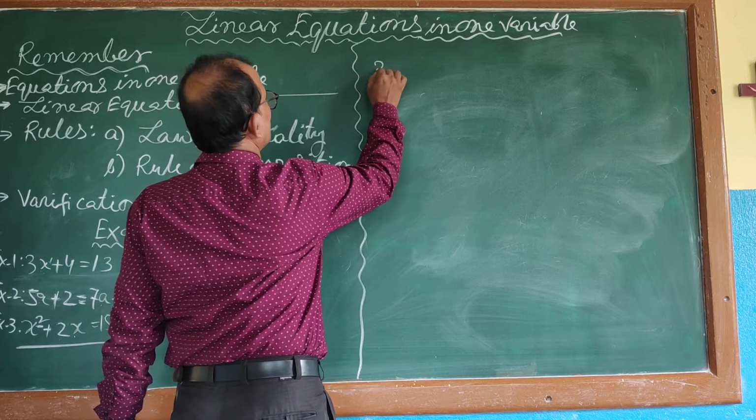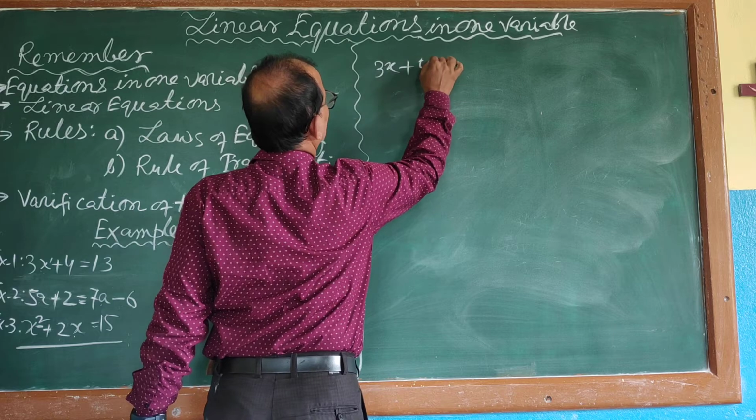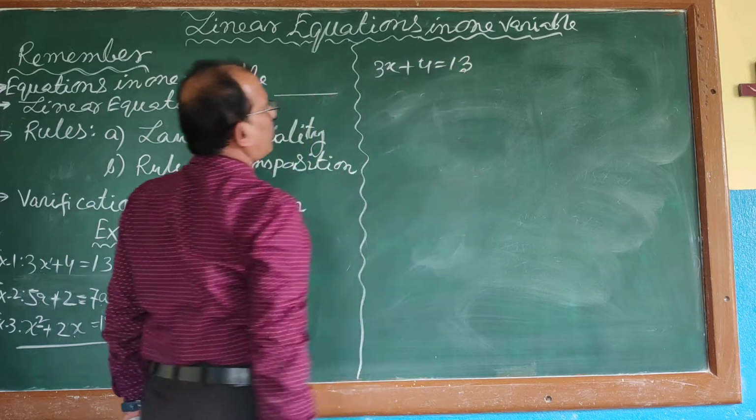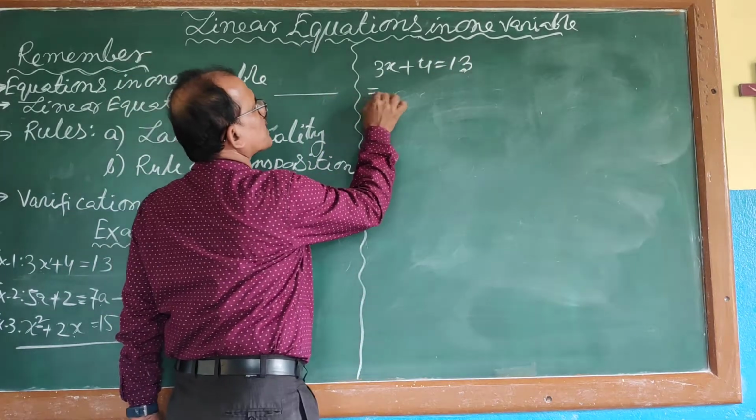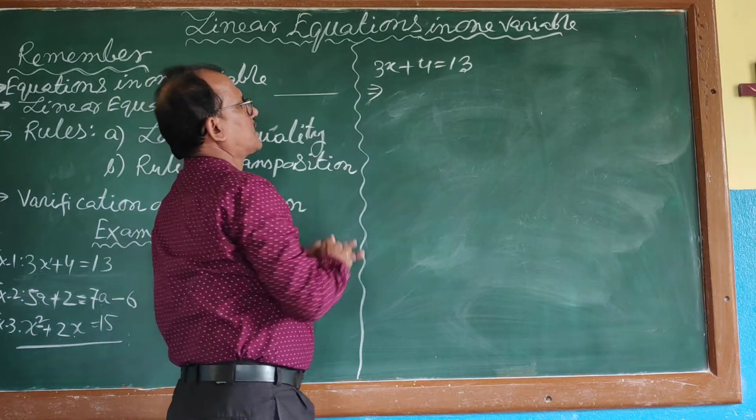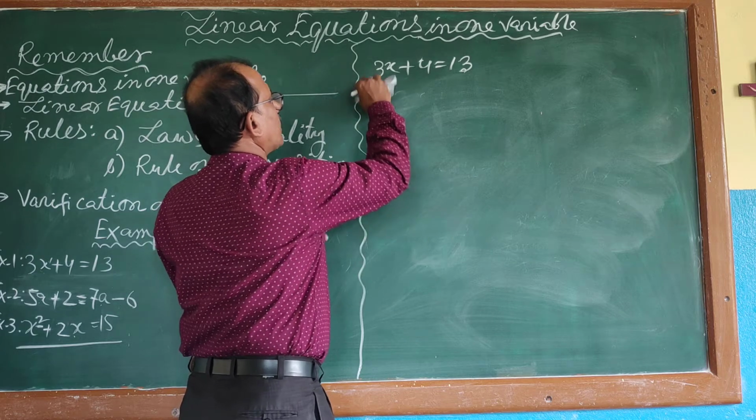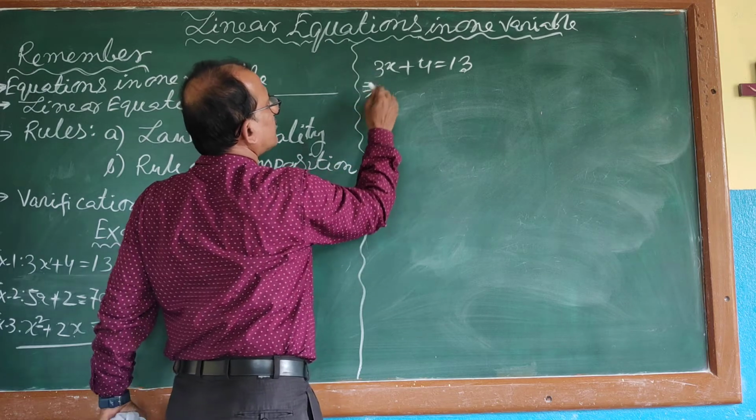So, laws of equality: 3x plus 4 is equal to 13. What should I do? I will make both sides equal. When you write the next step, you are supposed to write "implies that" or "or". Do you understand? You don't write "equal to" here, so "implies that".